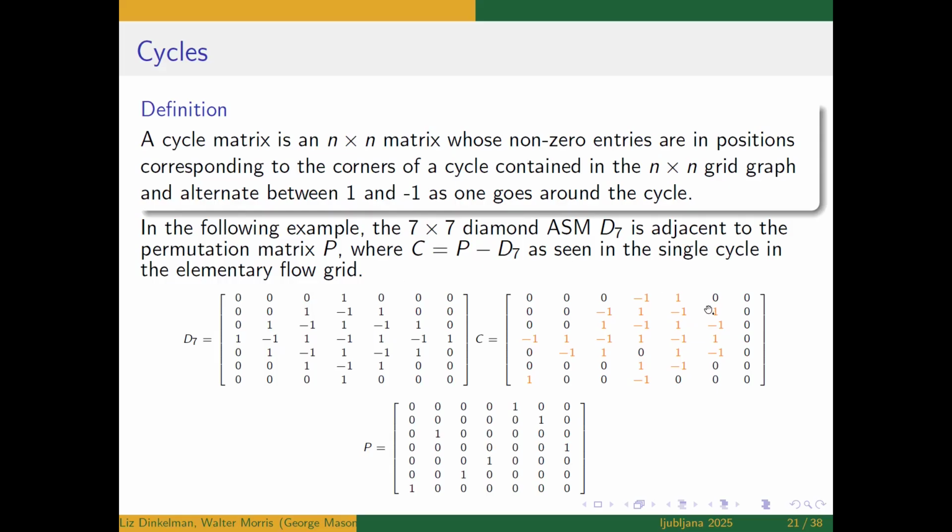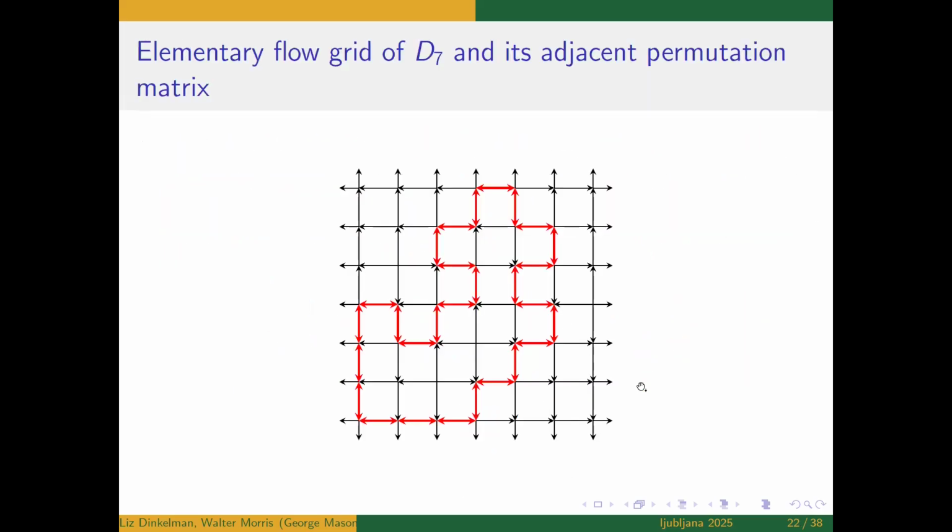And, you know, I can follow this cycle around and get this, and this is just the elementary flow grid of D7. And as I said, it's adjacent to that permutation matrix.